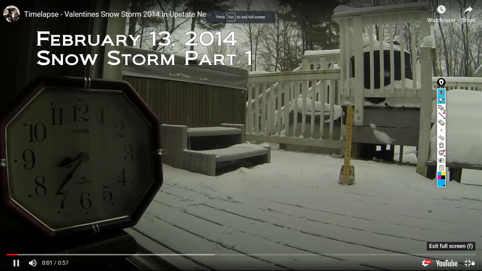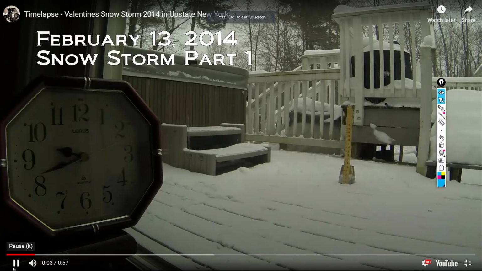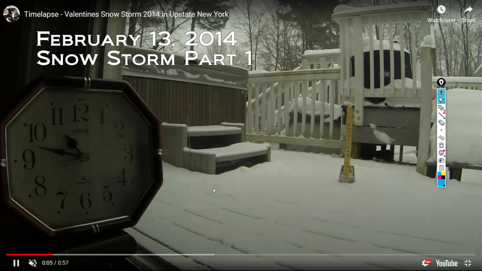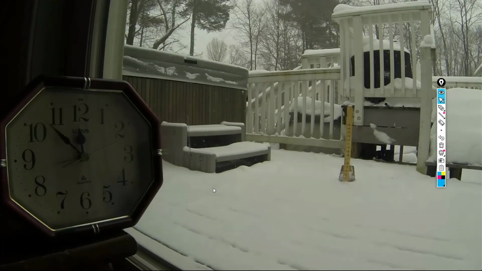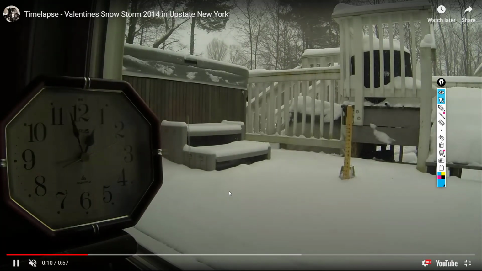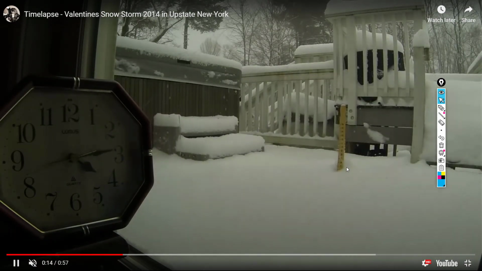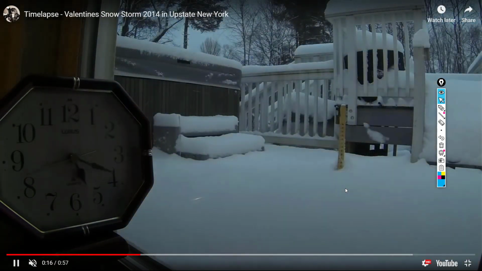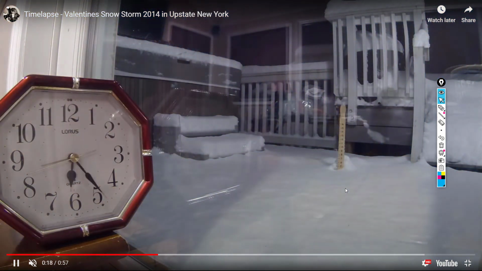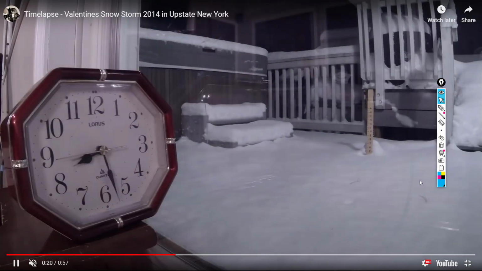So in this video, we have accumulating snow. As more and more snow falls, we'll see that the amount of snow goes up. The height of the snow goes up. So we're seeing more and more of the snow.